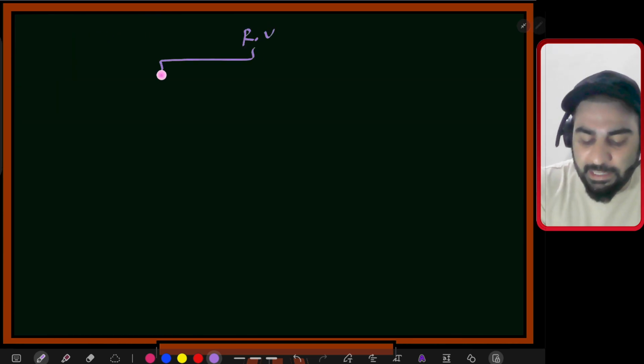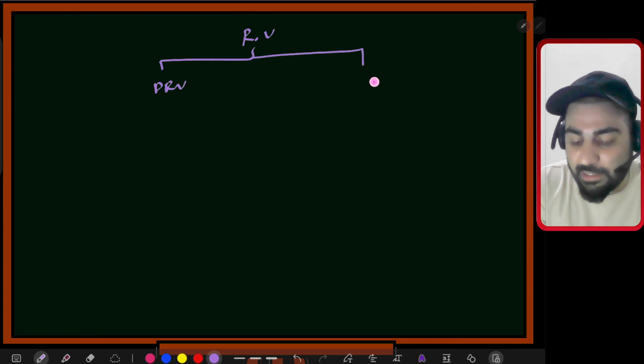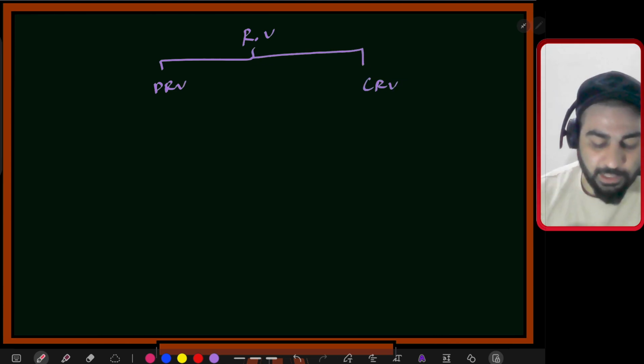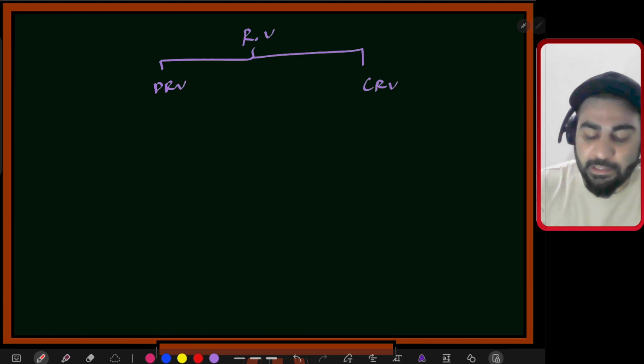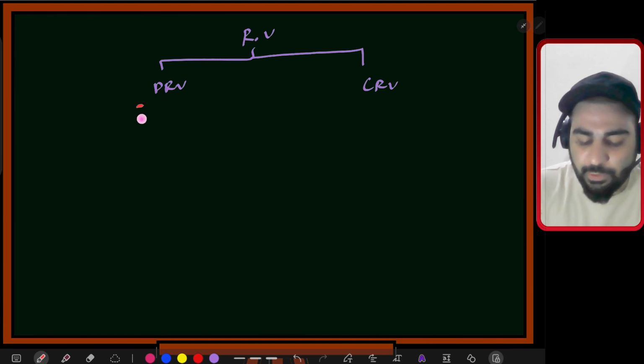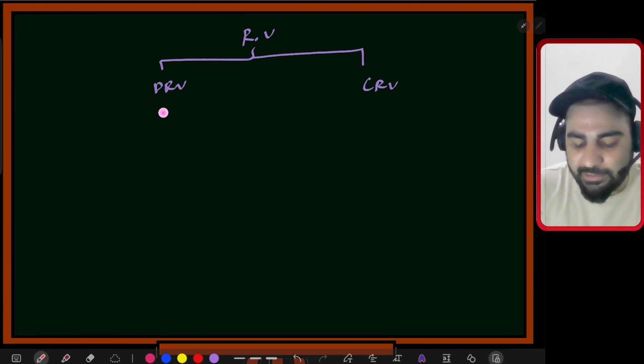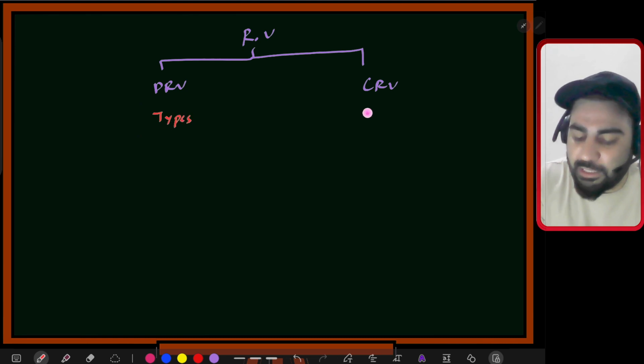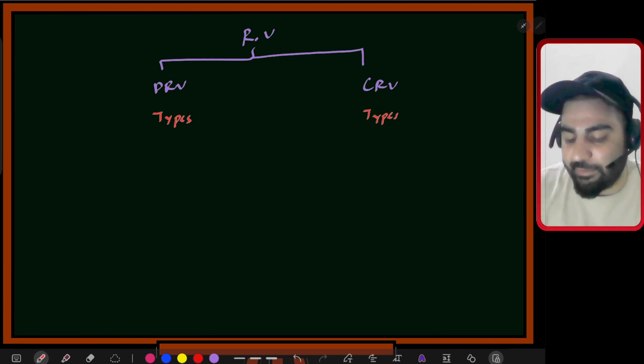If you see random variables, we had discrete random variables, and then we had continuous random variables. See the mind map, how I'll form it. In discrete random variables, we saw different types of random variables. Okay, there are different types. I'll just write types over here. And also here there will be some types of continuous random variables.